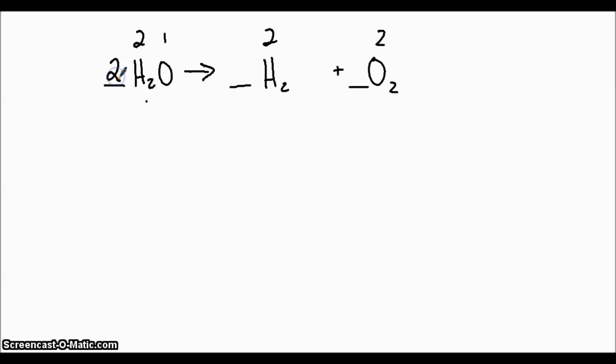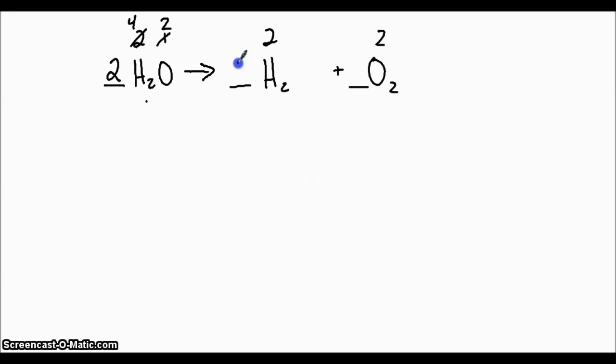So I put a coefficient of 2 there, saying that I have 2 water molecules. Now that changes my number of oxygens to 2, but it also changes my number of hydrogens to 4. So now my oxygens are balanced. I have 2 oxygens here, 2 oxygens there. That's good, but my hydrogens became unbalanced when I balanced my oxygens. So I have 4 on my reactant side, but I only have 2 on my product side.